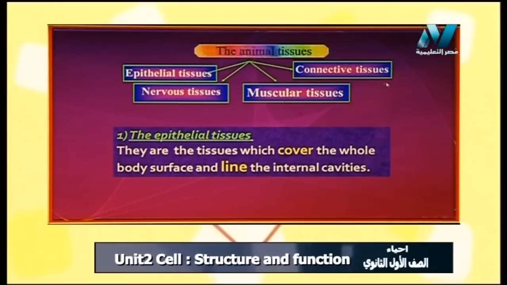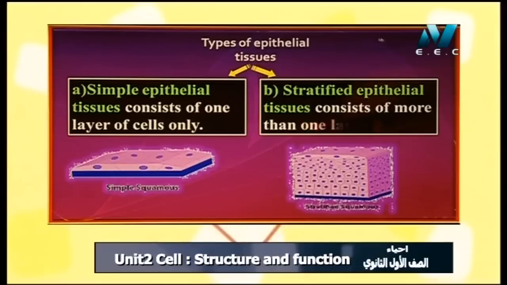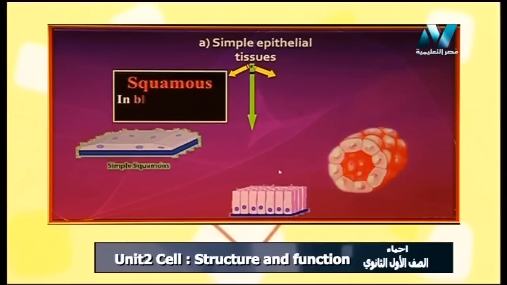هنعمل ستريس على كل نوع من التيشو دول في وقت يعني نحاول نخلصه ان شاء الله. Simple epithelial tissue consists of one layer of cells only، يبقى دي اسمها simple. لكن لو more than one layer بنقول عليها stratified epithelial tissue. Stratified epithelial tissue consists of more than one layer of tissue. هنعمل ستريس على 3 types of simple epithelial tissue، وهنعمل ستريس على السكن as a kind of stratified epithelial tissue.